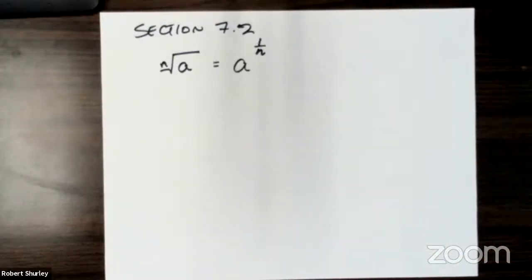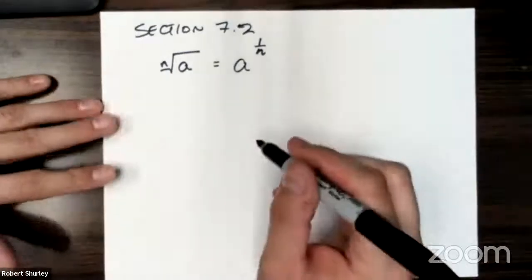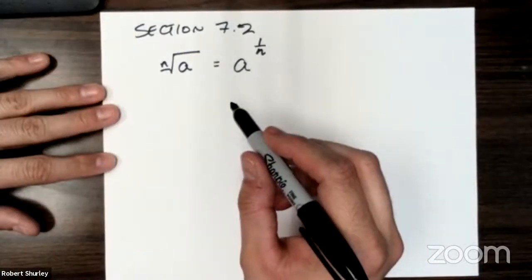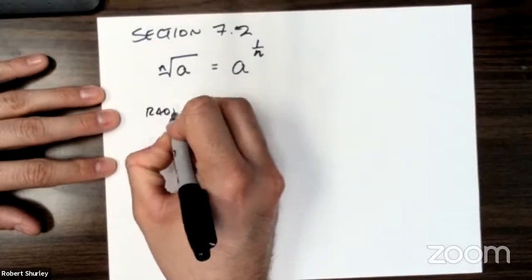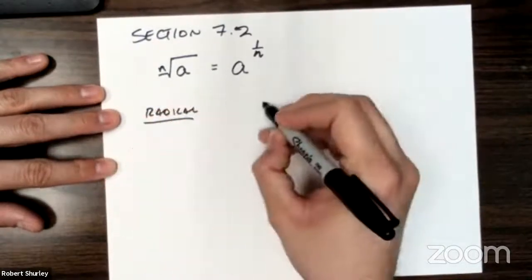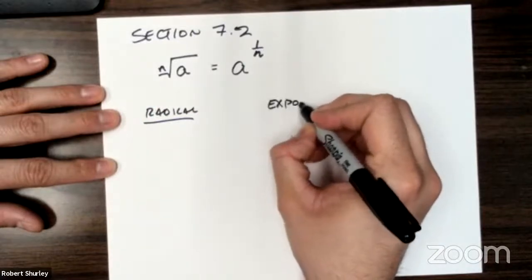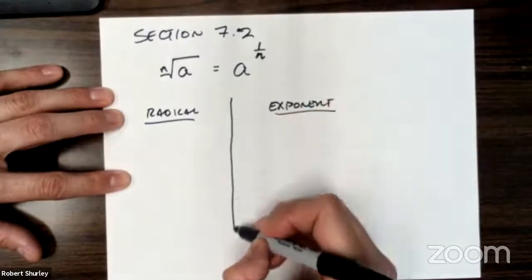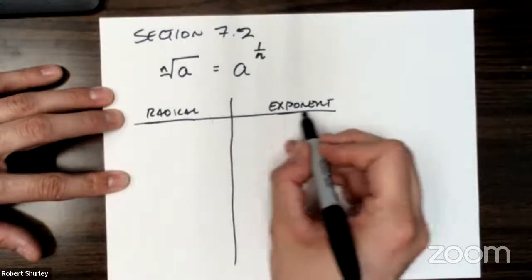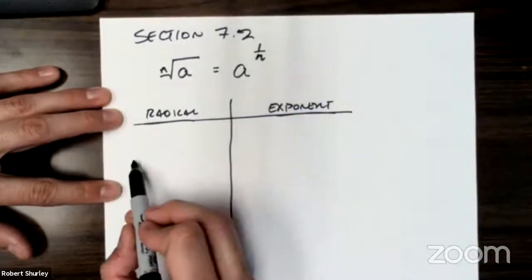Your book first starts with writing an exponent in radical form. And then I'm going to do kind of vice versa. So radical form and exponent form, we're going to go back and forth.